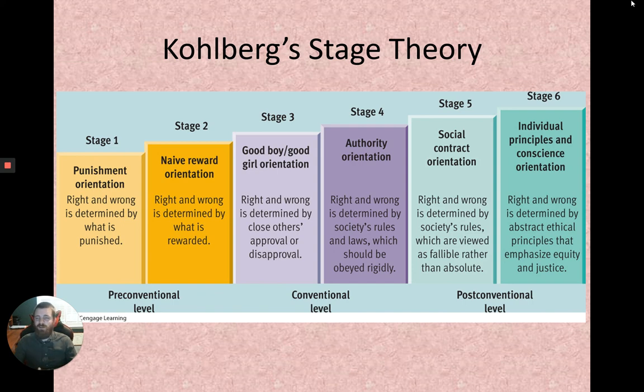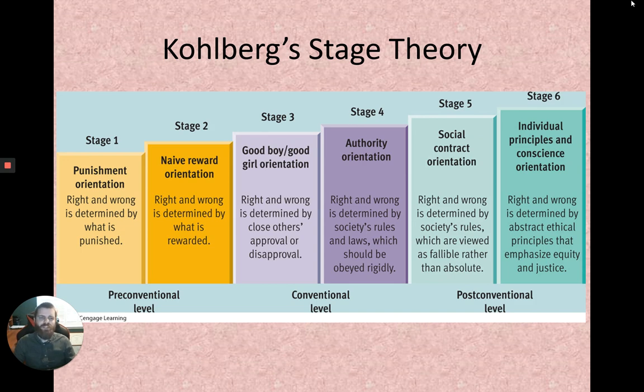Is it right? A lot of people would say no. Some people would say yes. It really depends on which side of the coin you're on, so to speak. Stage 6 is just going to build off of that idea that laws are somewhat fallible rather than being absolute, and to say that now you're starting to develop your own individual principles and your own conscience for morality.